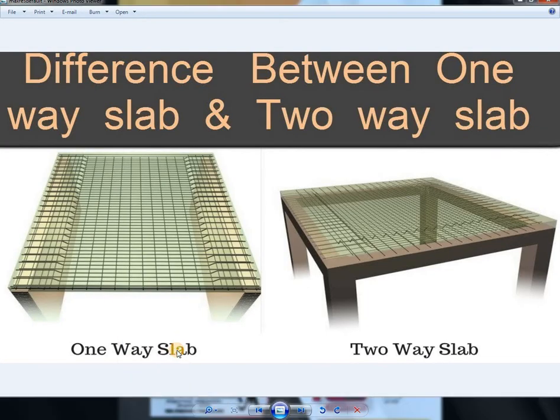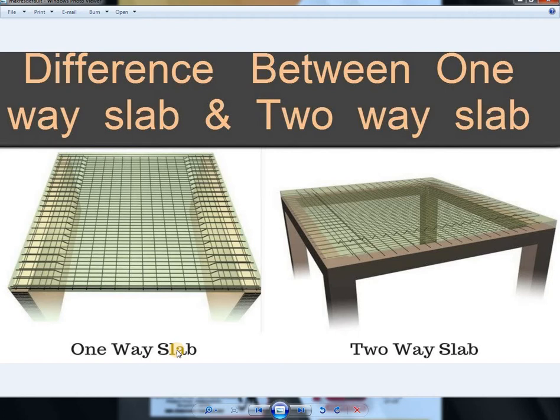See, here we have two types of slab. One is one-way slab and another one is two-way slab. One-way slab means it is supported by beams on two opposite sides to carry the loads along one direction. The ratio of longer span to shorter span equal to or greater than 2 is called a one-way slab.